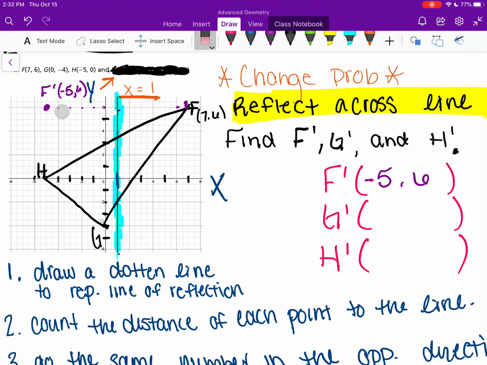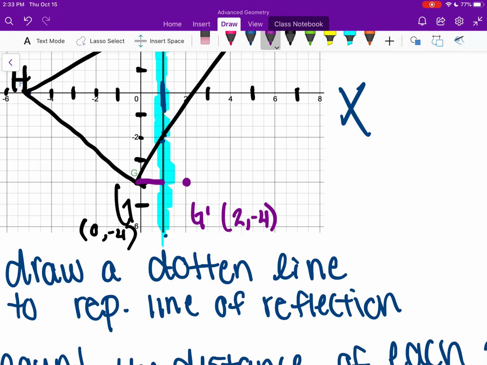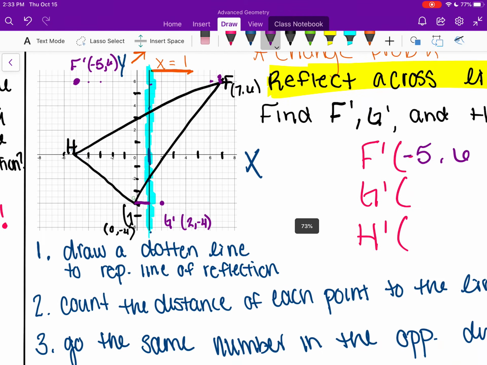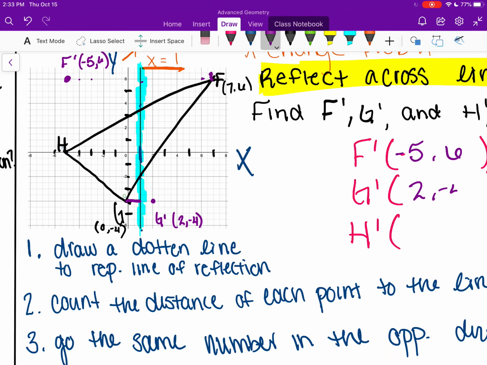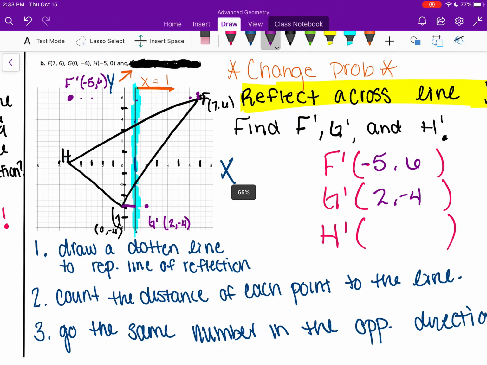Let's do G prime. G is down here. G is at 0, -4. So we're going to count the distance to the reflective line, which is just 1. And then we go 1 in the opposite direction. So that's going to be here would be G prime at 2, -4. 2, -4 for G prime.